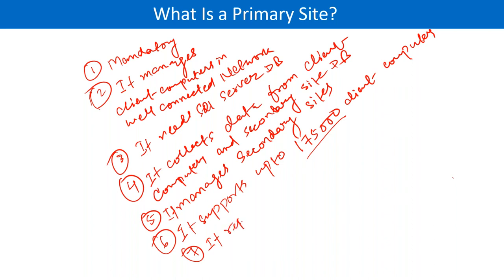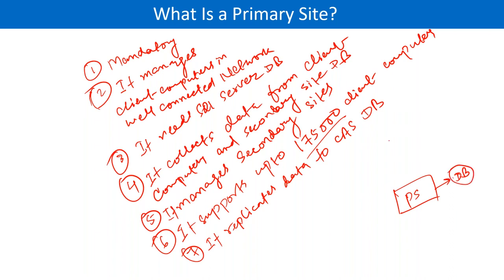It replicates data. Are you talking about parallels? There is a tool parallels. Yes, no, that is another thing. That's a third party. It replicates data to secondary site database. So whatever the data it collects, the primary site will collect data in the database and then it will pass on to cache. Suppose if cache is there, then only it will replicate the data to cache database. Otherwise, if cache is not there, it won't do the replication. Okay, clear? Yeah, so that's the primary site, guys.